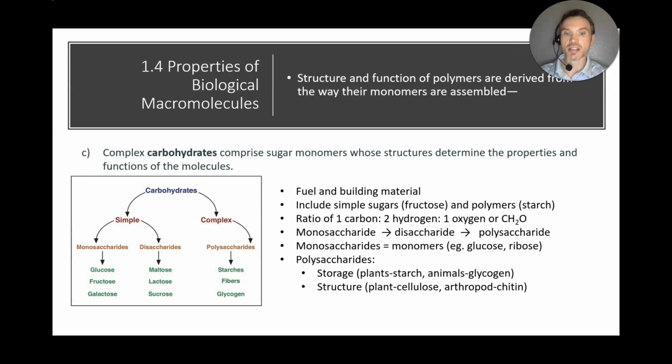Polysaccharide. Interestingly, polysaccharides act as storage in plants, such as plant starch, and in humans, we actually don't have starch, but rather we store the carbohydrates in the form of a glycogen molecule. Plants also use carbohydrates for structural support, such as cellulose, and in arthropods, carbohydrates are used as chitin, and that's actually the shell of, say, a beetle.